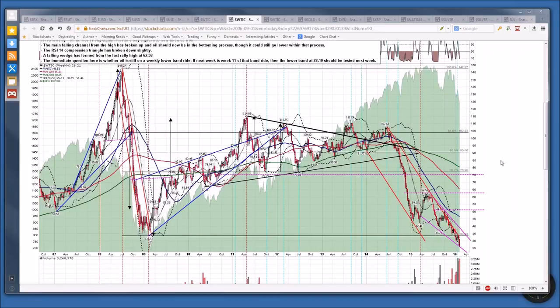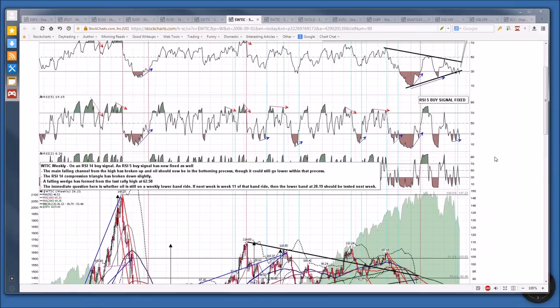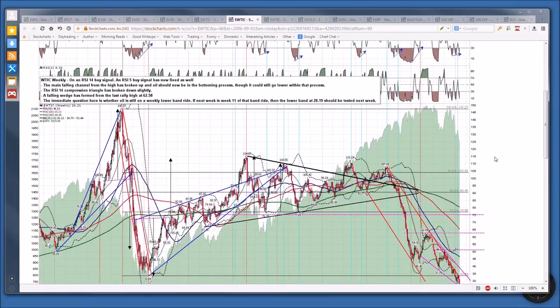I do think we're going to head straight back. I think it may take some time for us to get there. For sure, 90 bucks ain't going to be seen in a while, unless there's a war. If there's a war or something, that changes everything, of course.